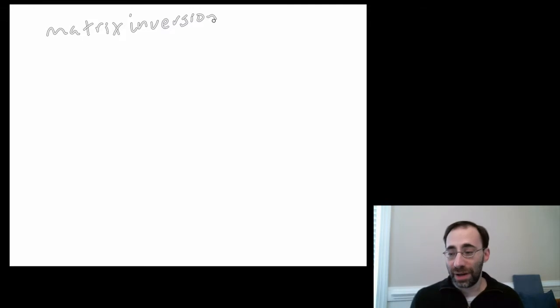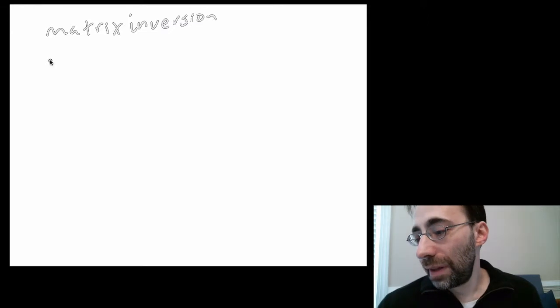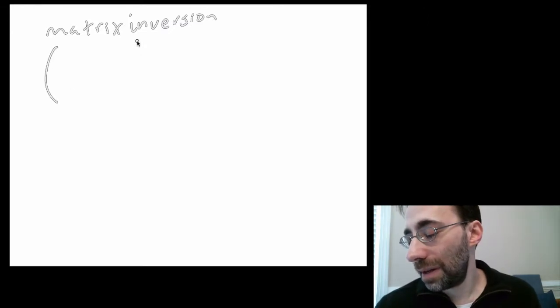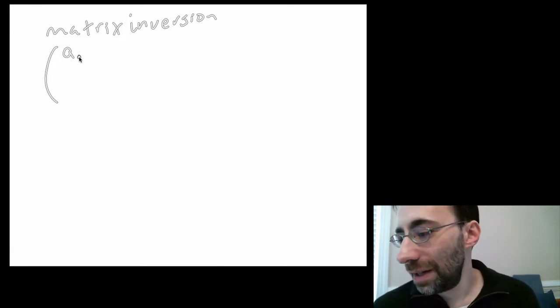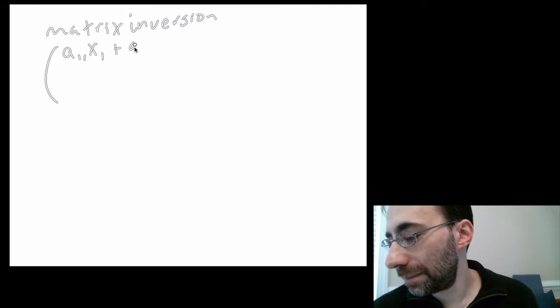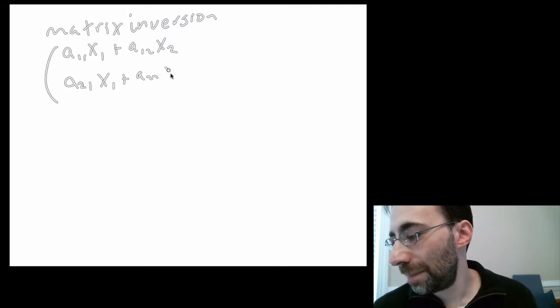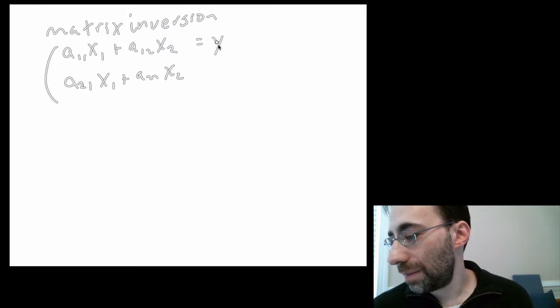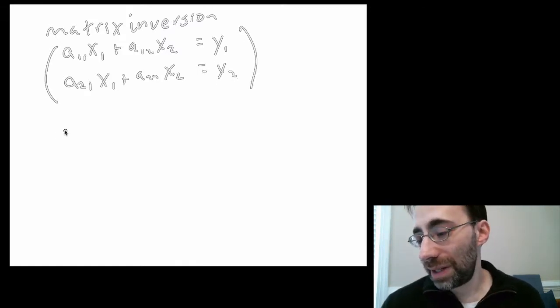Now, we already did this before in several previous modules, so let's be really quick. But recall that you can represent a system of equations that look like this. I'll do a 2x2 one because it's easier to write. So there's a system of equations: a11 x1 plus a12 x2 equals y1, and a21 x1 plus a22 x2 equals y2. We can write this as Ax equals y.